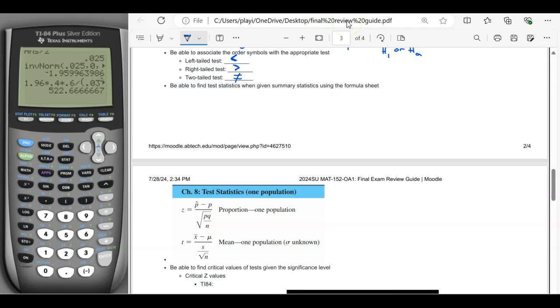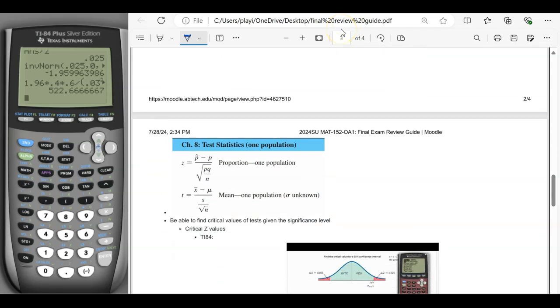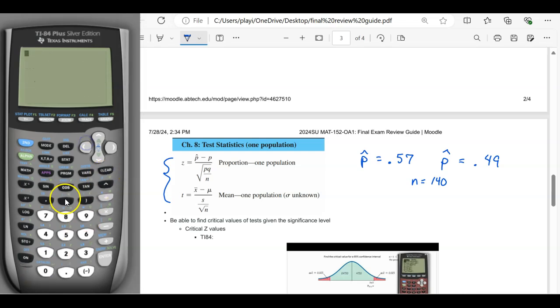All right, be able to find test statistics. These formulas here are the test statistics formulas. So if, let's say, P hat was 0.49, P was 0.57, and the sample size was 140, I would just grab my calculator, parentheses, because we've got subtraction up top. P hat is 0.49, minus P is 0.57, close that parentheses, divide by the square root, second square root, and then this has a fraction in it, so we just multiply and divide.